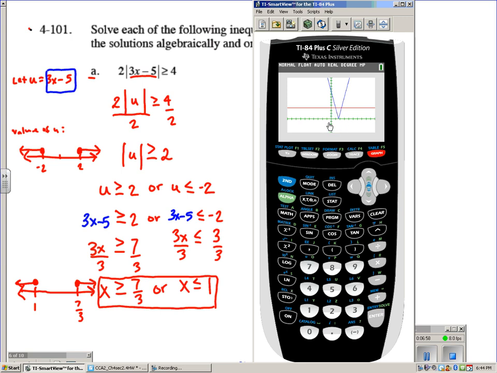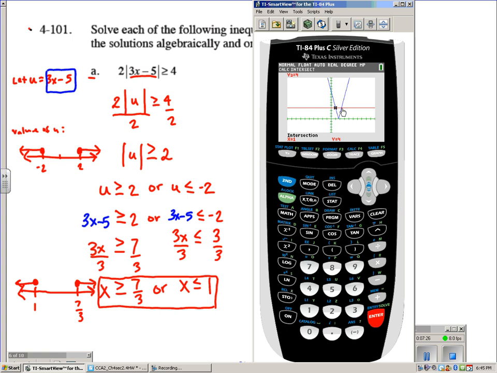So let's look and see what our solution points are. Let's do second trace. Now let's go to intersect, number 5. Let's mark each of our functions here. And so we know that when y is 4, when our output is 4, our input is 1. Well, didn't we say that there? x has to be less than or equal to 1. So from 1 back this way is a solution.